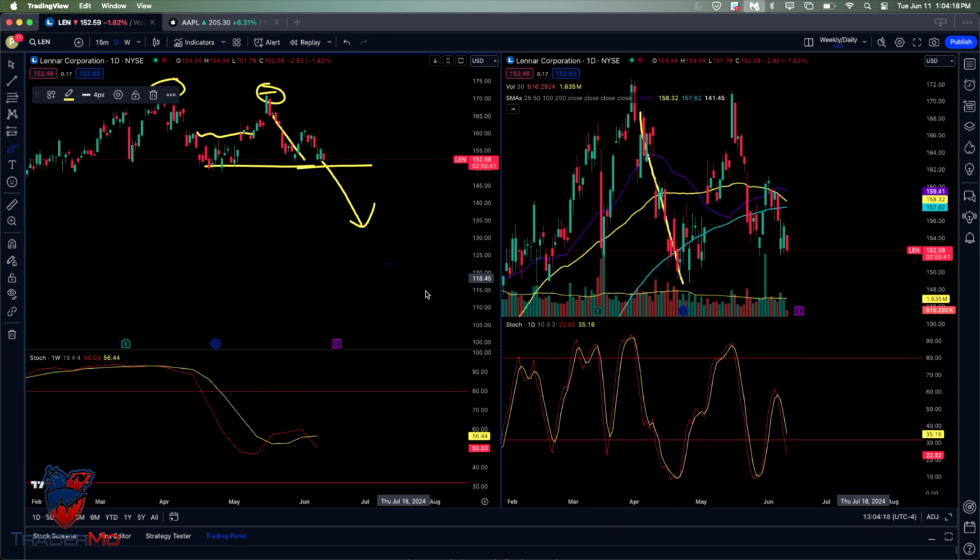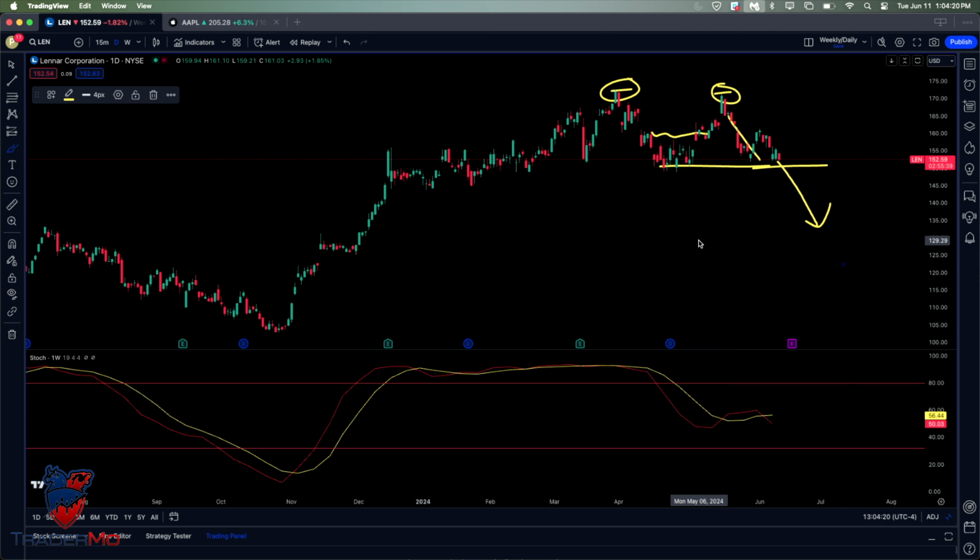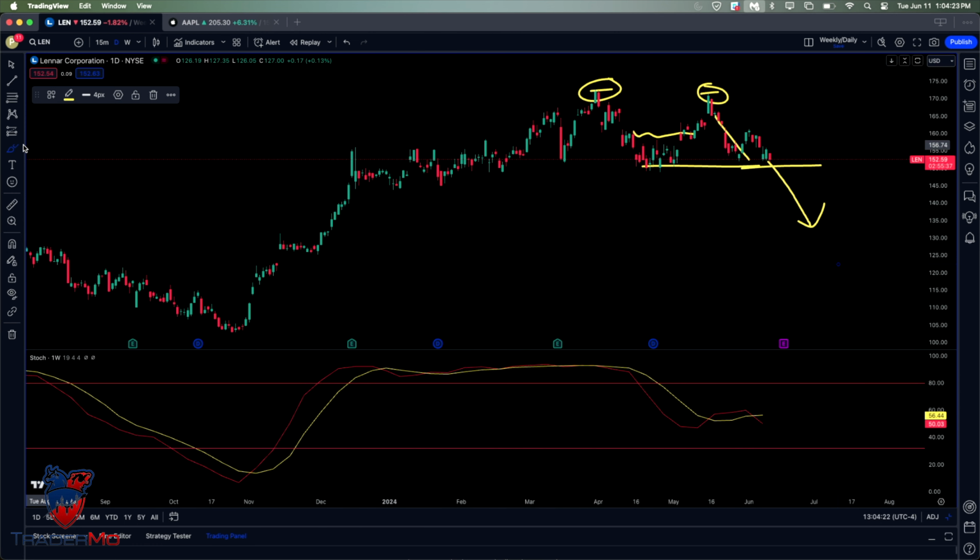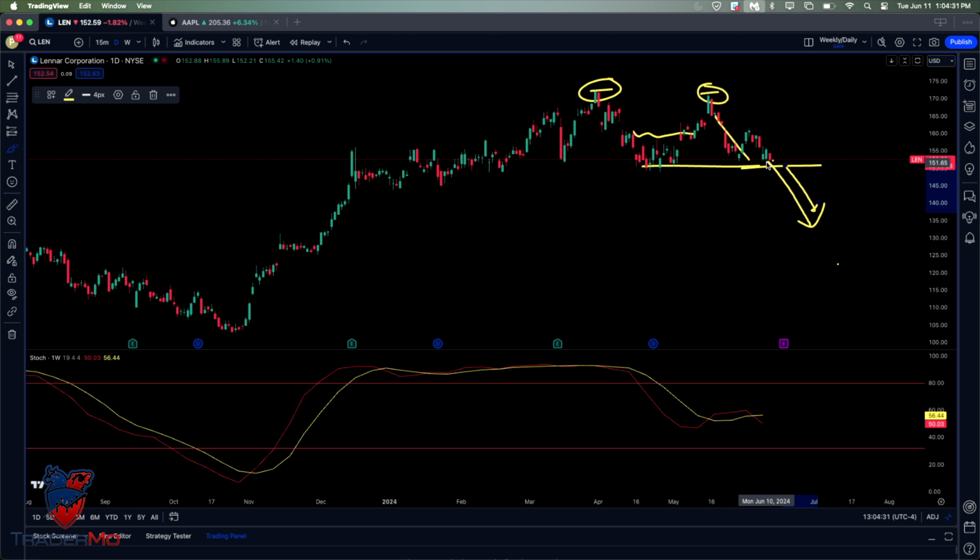So today is June 11th. I want everybody to just kind of pay attention to this. I'm not saying that it's absolutely going to happen, but I think there's an incredibly good chance that this thing actually does break down. I encourage you all to kind of throw Lennar on your watch list and just see what happens. See if it breaks the support level. See if this ugly face pattern really pushes this thing down.